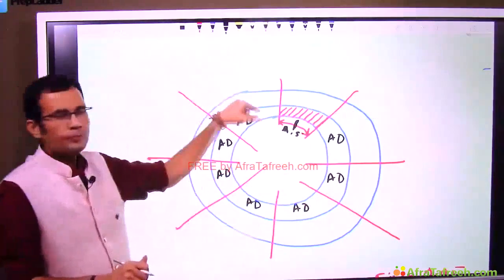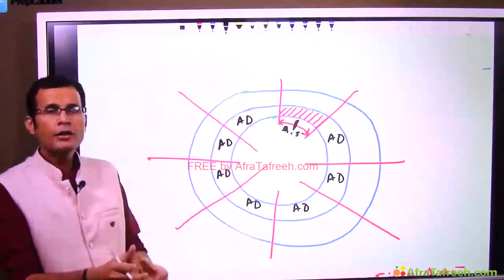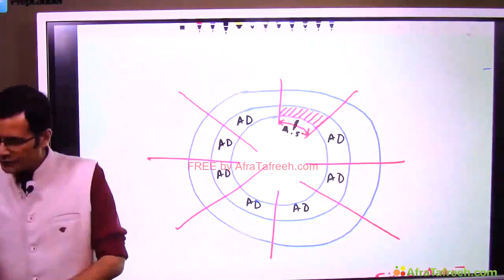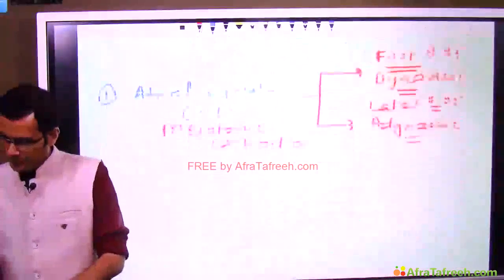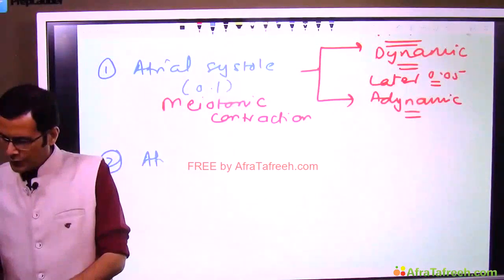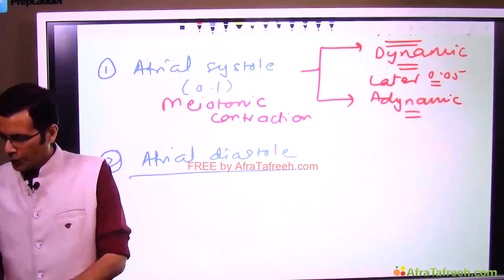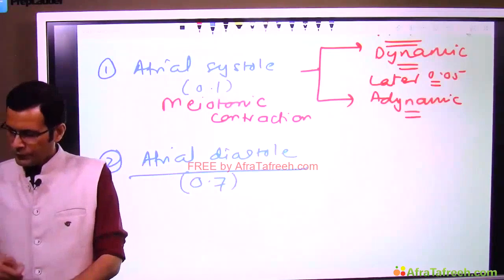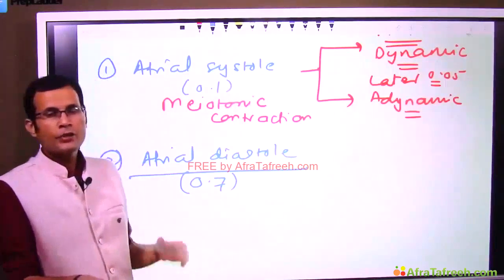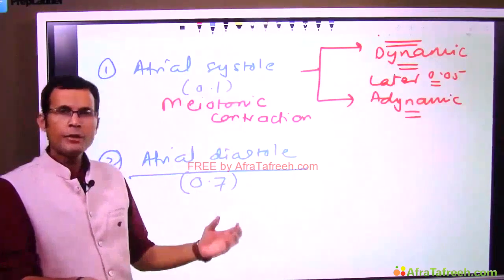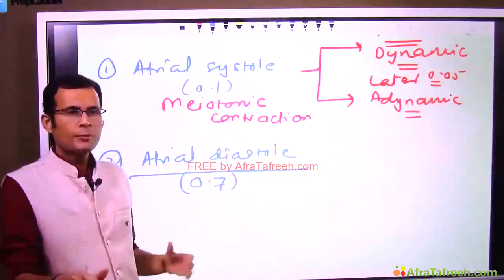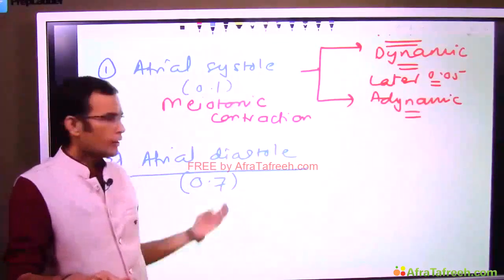Atrial diastole. Atria relax and receive the blood. So that's atrial diastole, 0.7 seconds. Atria relax and receive the blood. Right atrium receives the blood from the venae cavae. Left atrium receives the blood from the pulmonary vein, the oxygenated blood.